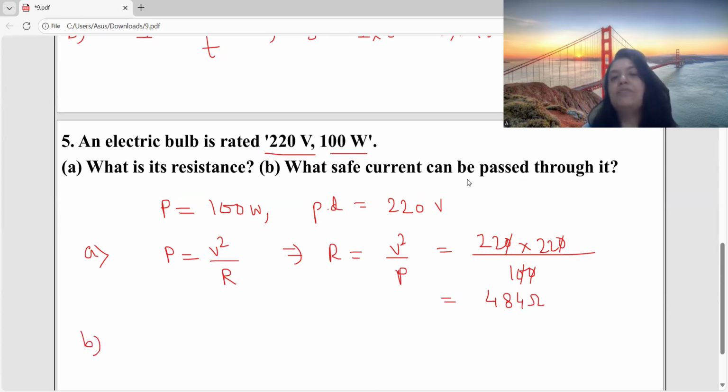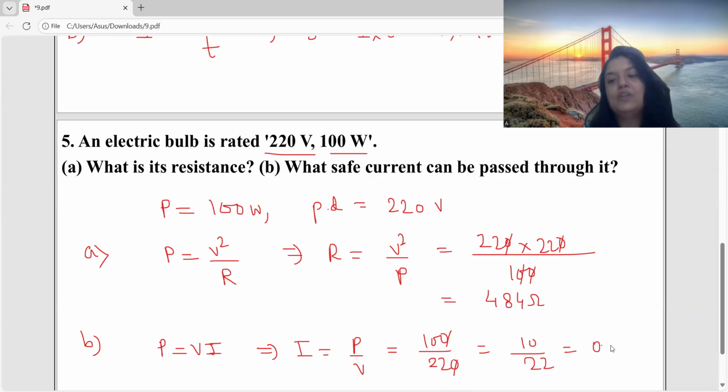B, what safe current can be passed through it? Power is equal to VI. If I have a specific power and specific voltage, this much current has to flow through it. This much current the device can endure. If I send more than this, the device can get damaged. So I have to find I from here. That's my safe current, that is P by V. So that is 100 divided by 220, which is approximately 10 by 22, that is 0.454 ampere. You can also take 2 digits accordingly.